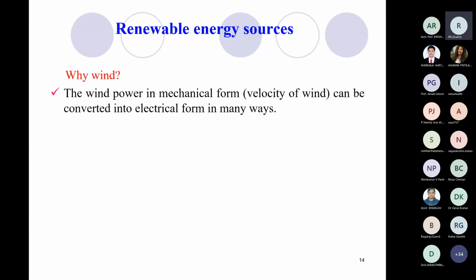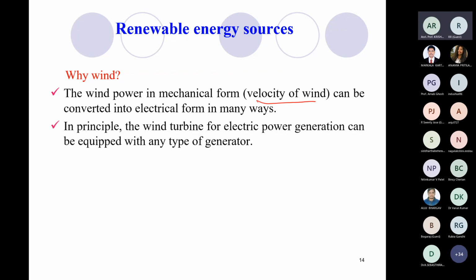So the wind power in mechanical form, that is the velocity of wind, can be converted into electrical form in many ways. Normally we use one wind turbine which is coupled with some generator. Here we can use any kind of generator like an induction generator, synchronous generator, even a DC generator also. So by coupling this wind turbine with any kind of generator, we can extract electricity from wind.